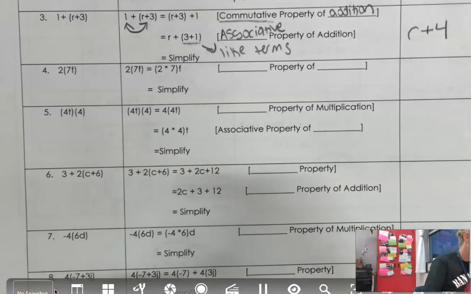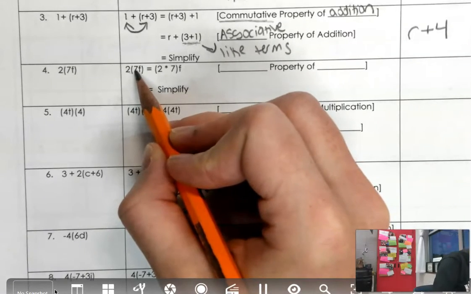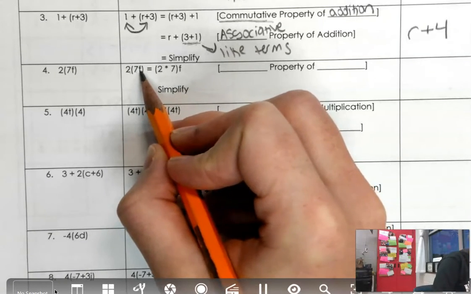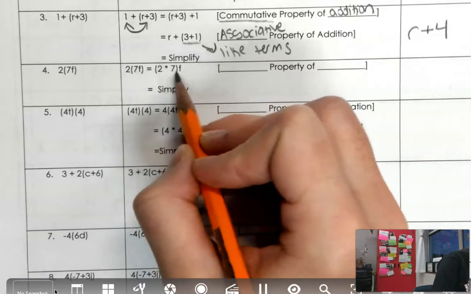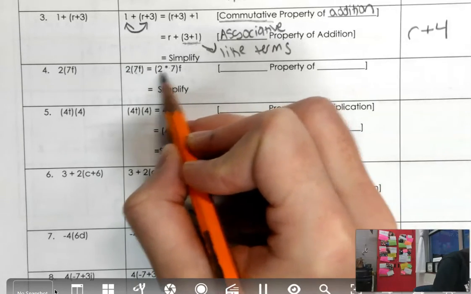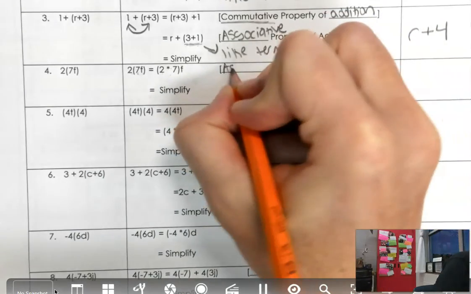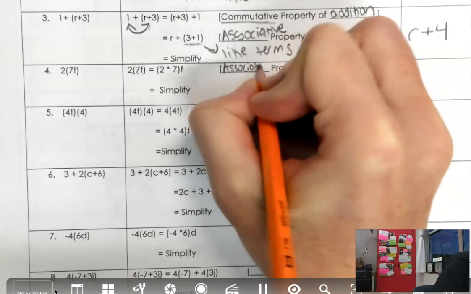All right. Okay, let's see what we did here for number 4. Number 4, we have 2 times 7f. And look, instead of grouping the 7 times the f together, we're going to group the 2 times the 7 together. So if we're regrouping something, is that commutative or associative? All right, I hope you said associative.